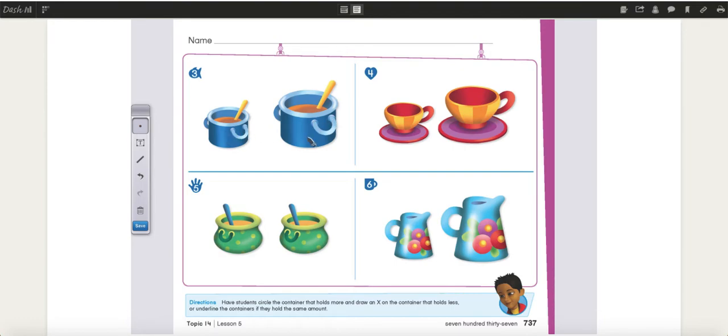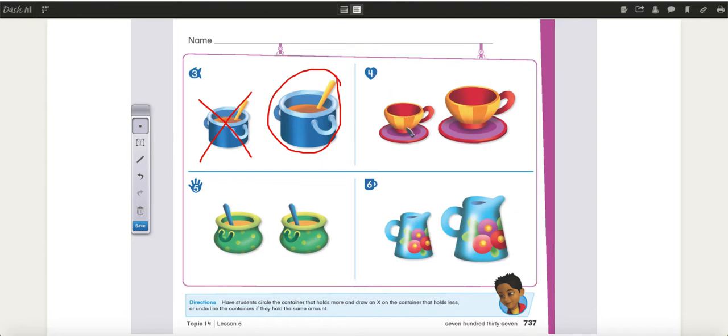Yes, they are pots, and the first one is smaller, so it holds less, so we're going to draw an X on it. The second pot is larger. That means it can hold more, so we're going to circle it.